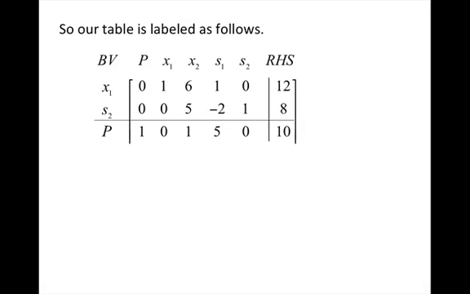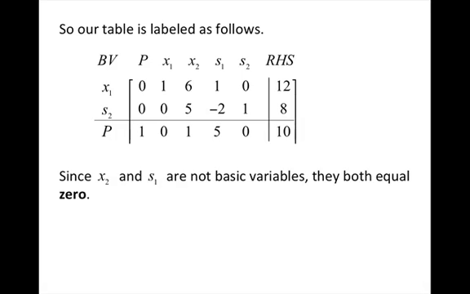My basic variables were x sub 1, s sub 2, and p. So my table is going to give me answers or solutions for those. If you notice, the x sub 2 and the s sub 1 are not basic variables. Any variables that are not basic variables will always equal 0.